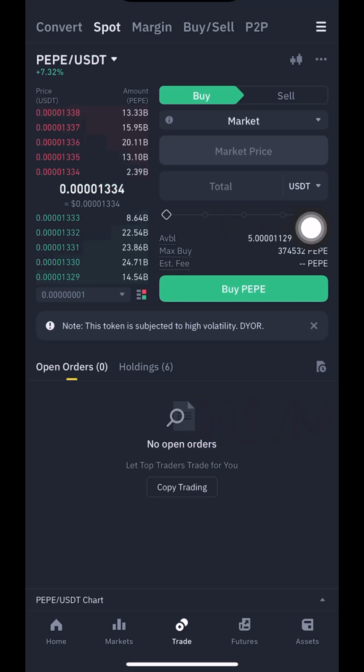For another pair, maybe you can start with 5 USD up, but for this trading pair, PayPay, you can use only 1 USDT to make or create an order.